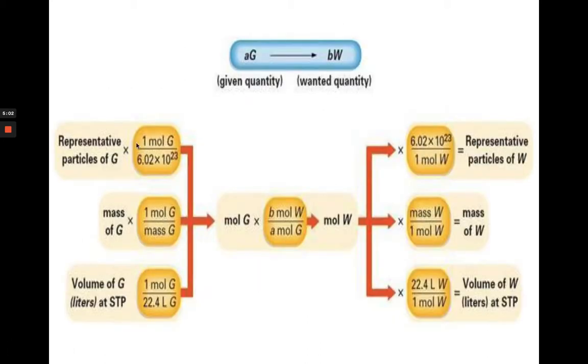So again, we're going through the whole step. We're going to start with grams of the given. We're going to convert to moles of the given. We're going to use our mole ratio to figure moles of the wanted, and then from moles of the wanted, we're going to convert back to grams of water. So we're going through this whole step, but we're doing it twice.